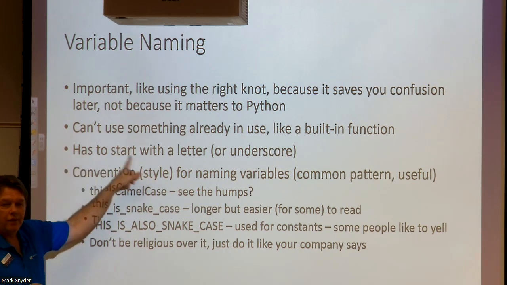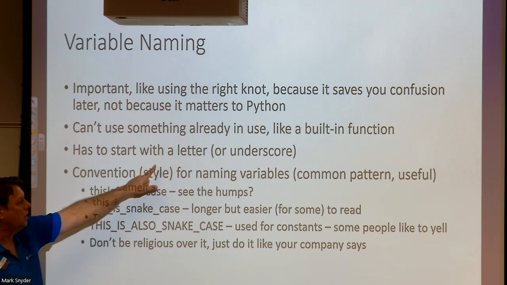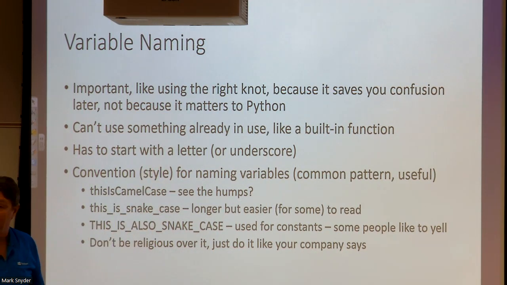The rule in Python is it has to start with a letter or an underscore. So I can't have a variable named 6abc because it doesn't start with an underscore or a letter. It's just the rule. Okay.